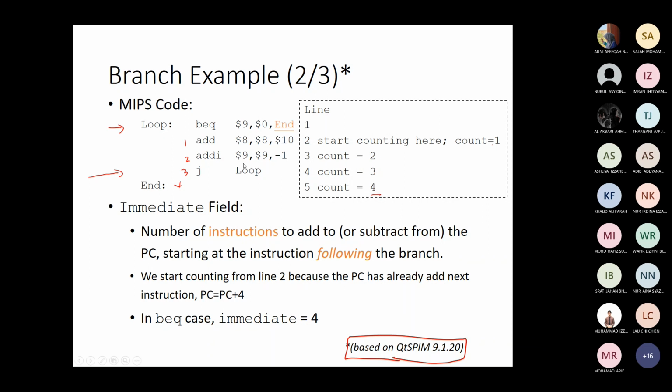In this case, QtSpim doesn't add PC plus 4 yet, so we start counting here: 1, 2, 3, 4. But if you are using another architecture, the branching calculation might be different.